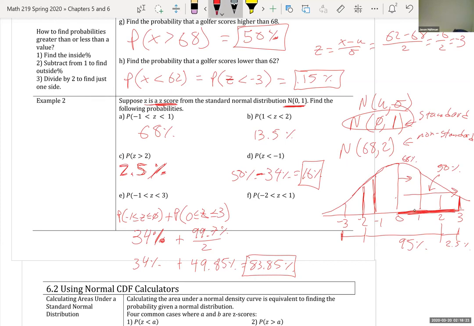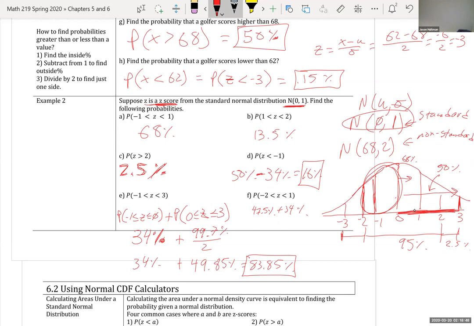From 0 to -2, this we already calculated. It was 95 divided by 2, which is 47.5%. So from 0 to -2 is 47.5%. And then from 0 to 1 was 34%.